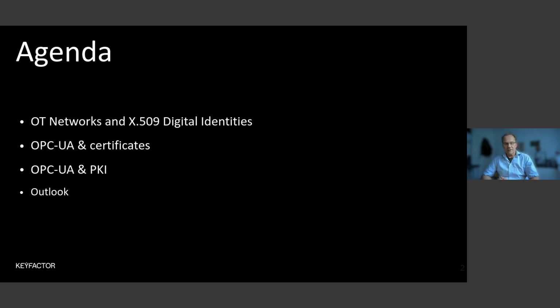So let's have a look at the agenda for today. In the next 20-25 minutes, I will talk a little bit about OT networks and the usage of X509 digital identities, and also the usage and the implementation of PKI itself. Based on that, I will jump into the OPC UA protocol stack and talk about the usage of X509 certificates in OPC UA. And then later on, I will talk about the implementation of PKI in OPC UA, and finish with an outlook on what's coming up and what we see as trends in the market and also in this network itself.